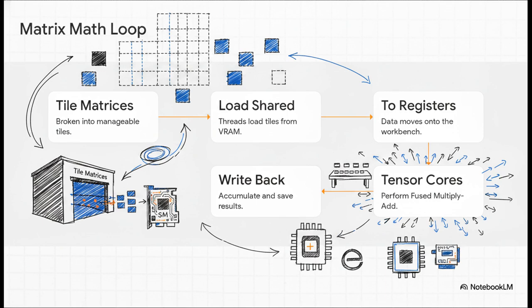First, the massive matrices are broken down into smaller chunks, called tiles. The threads load these tiles from that giant VRAM warehouse we talked about earlier right into the SM's shared memory. Then, the data moves onto the workbench, the registers. Finally, the highly specialized 5th generation Tensor Cores take over, performing thousands of fused multiply-add operations per cycle. Basically, they multiply the numbers, add the result to an accumulator, and write it straight back. It's this continuous, relentlessly efficient loop of data crunching happening across hundreds of warps all at the exact same time.